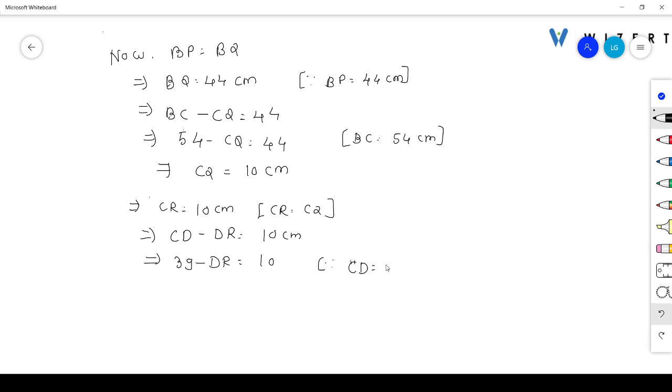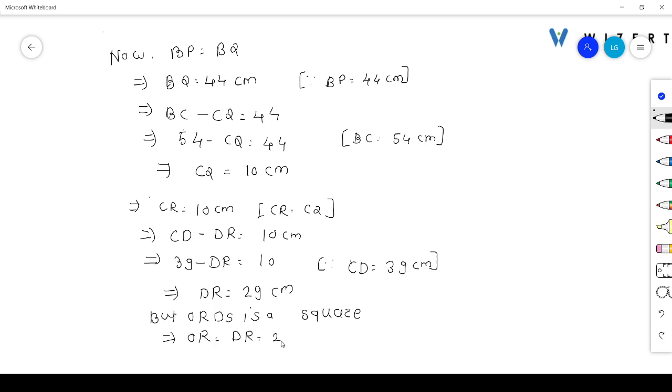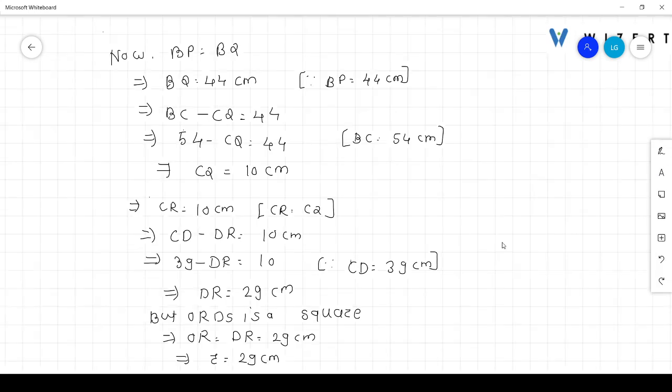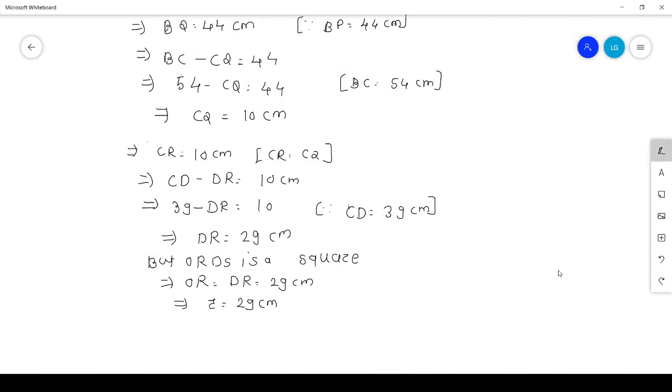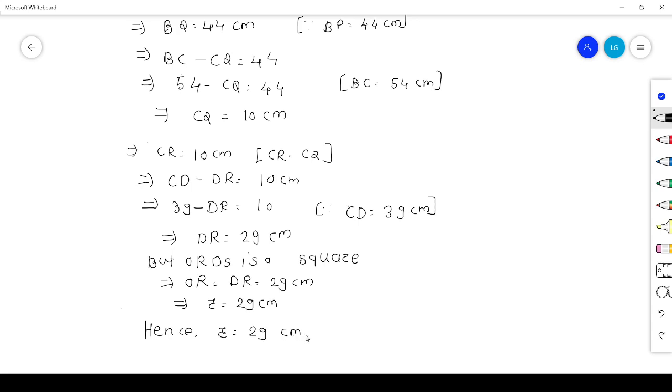But ORDS is a square. So OR equals DR equals 29 centimeters. So R is 29 centimeters. Hence, R is 29 centimeters.